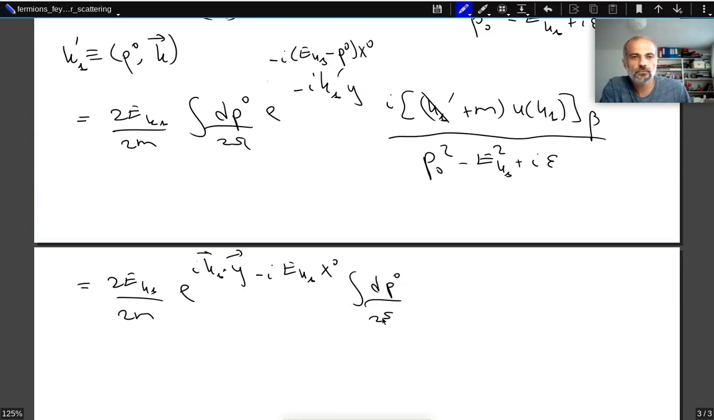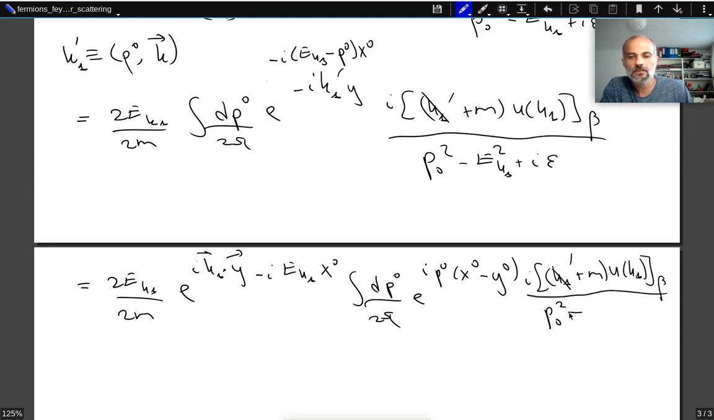dp0 divided by 2 pi, e to the power plus i p0 (x^0 minus y^0). Now this x^0 is this one, p0 x^0. Remember, k1 prime has the zero component equal to p0, so it is this term over here. And inside I have i k1 prime slash plus m, u of k1 beta, divided by p0 squared minus E of k1 squared plus i epsilon.